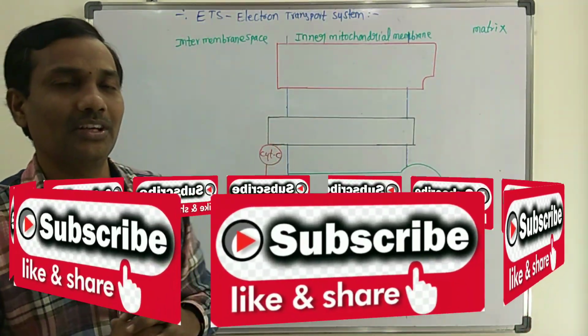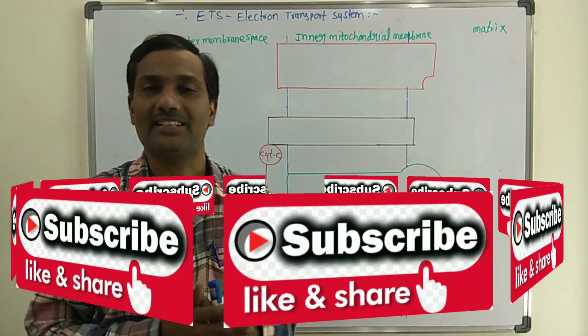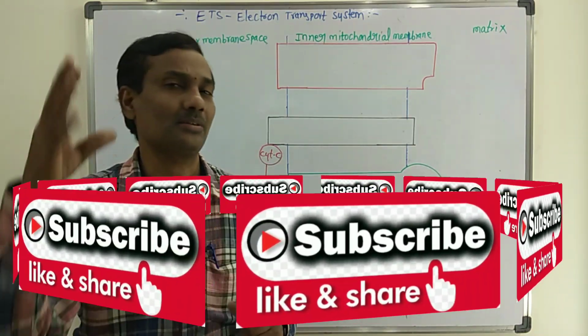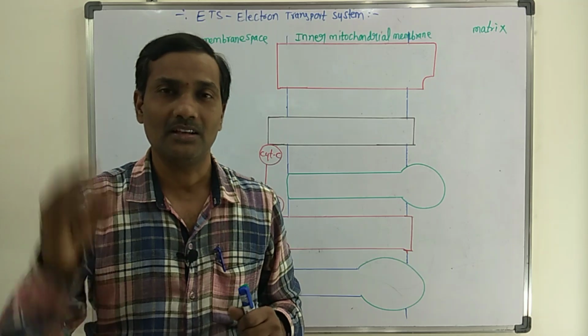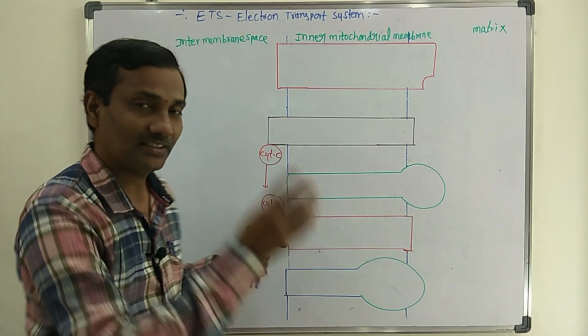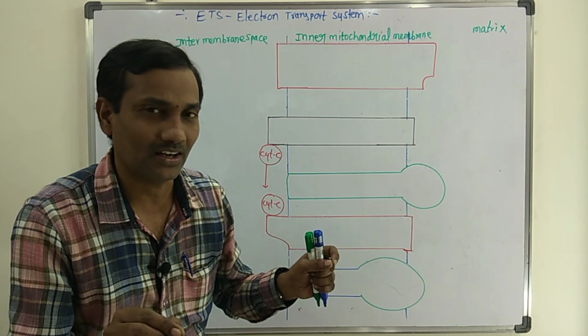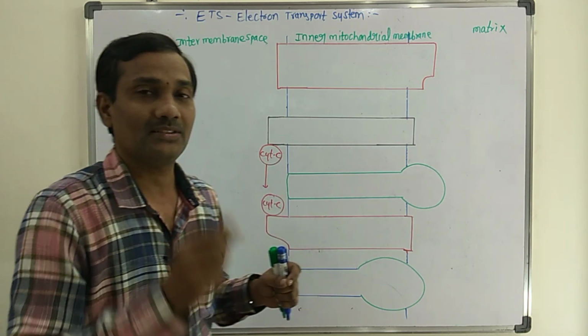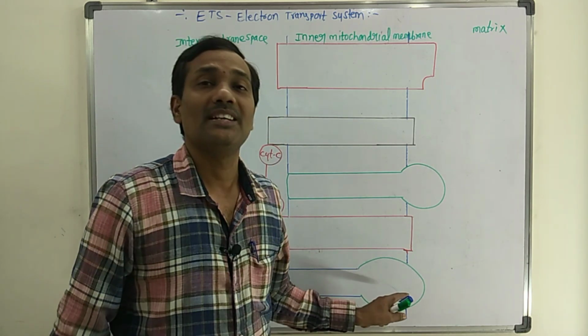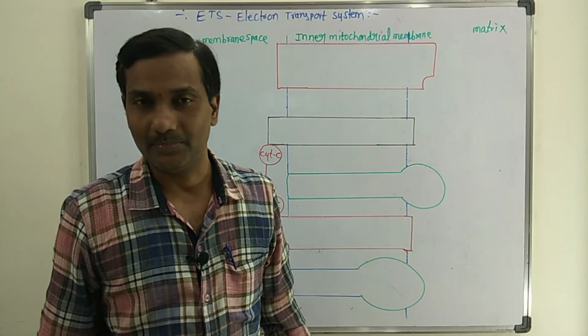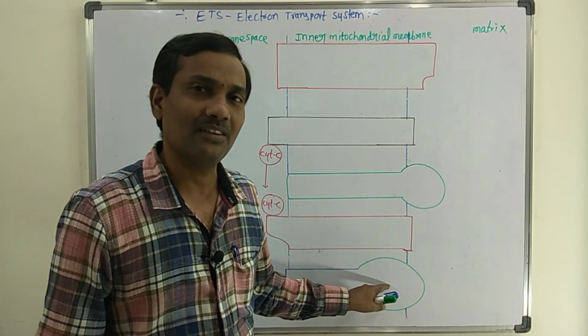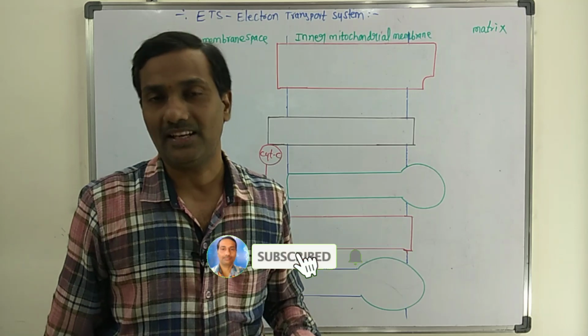Now I am going to give the detailed information about ETS, the electron transport system. It consists of 5 complexes. Among all these 5 complexes, 4 complexes play an important role in the transport of electrons, whereas complex 5 helps in the synthesis of ATP, because it consists of the ATP synthase enzyme.